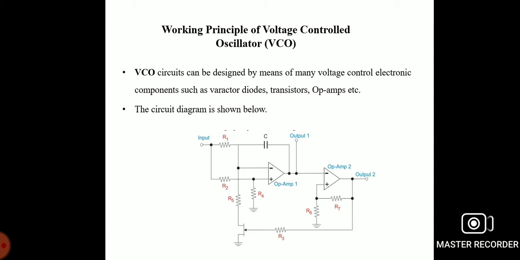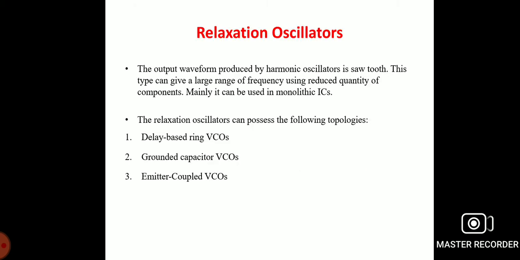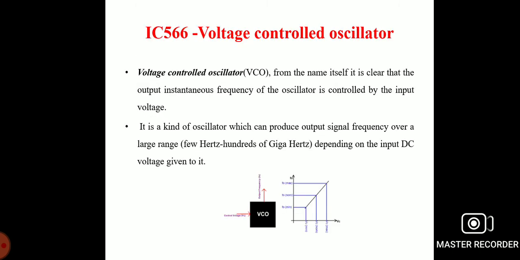So in this lecture, once again I will discuss the VCO. The VCO is the full form of voltage controlled oscillator. It is clear that the output instantaneous frequency of the oscillator is controlled by the input voltage. This oscillator can produce an output signal frequency over a large range, that is, a few hertz to 100 gigahertz, depending on the DC input voltage given.